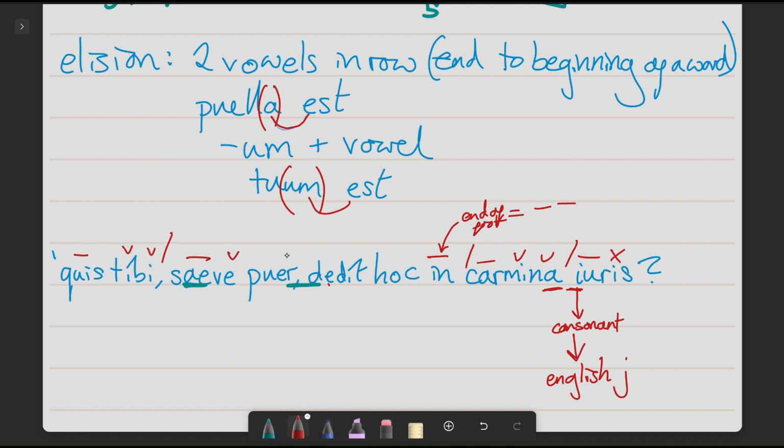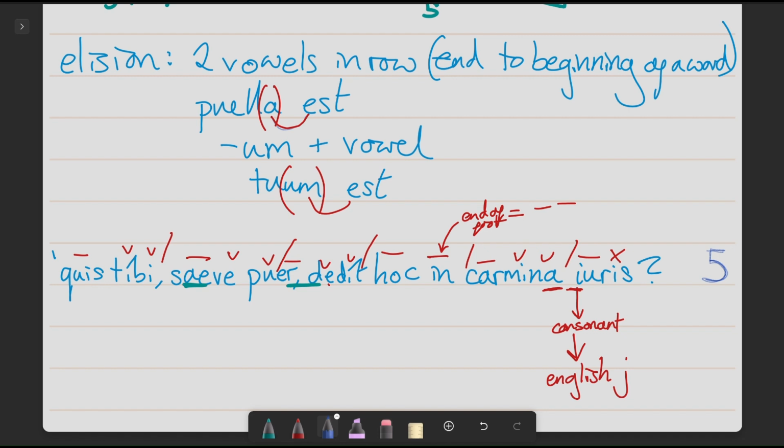Let's put it back to what it actually is. 1, 2, 3, 4, 5, 6. Yeah. So quis tibi saewe puer dedit hoc in carmina juris. Beautiful. Oh, that was line 5 of Amores 1.1, by the way.